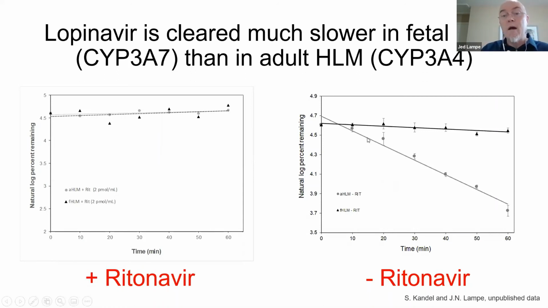The gray line represents clearance in adult human liver microsomes in the absence of ritonavir. So the drug lopinavir gets cleared very quickly when you don't have ritonavir there. In neonatal human liver microsomes, it gets cleared much slower. That's the black line and triangles up here. Now compare that when you have ritonavir in there in both cases. Then you slow down metabolism by 3A4, but it doesn't seem to really affect metabolism by CYP3A7, because CYP3A7, remember, is clearing this substrate much slower than CYP3A4. So you don't really potentially even need ritonavir there.